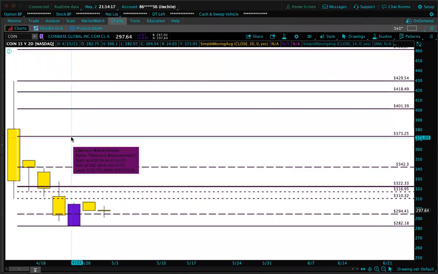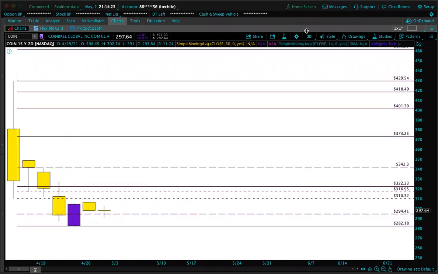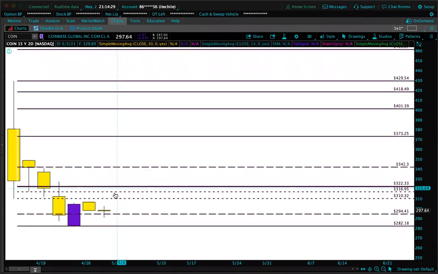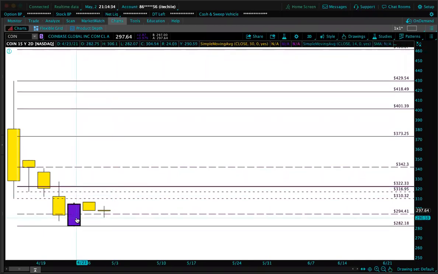All right, so we got coin. We're going right back into it. We got coin because I want to focus on coin. I'm still learning coin, so that's why I've been focusing on coin. So that's what we're doing. This is a coin 2-day. As you can see, we are inside on this 2-day. Okay, we bottomed at 282.18. That's probably not the exact low, it's 282.07. So we're actually inside this candle.